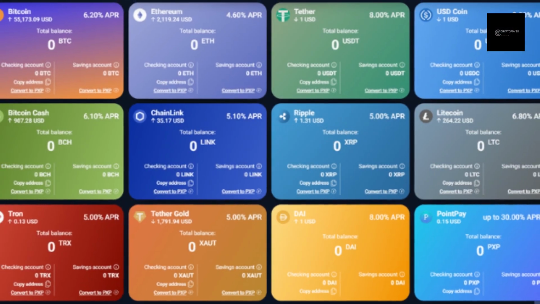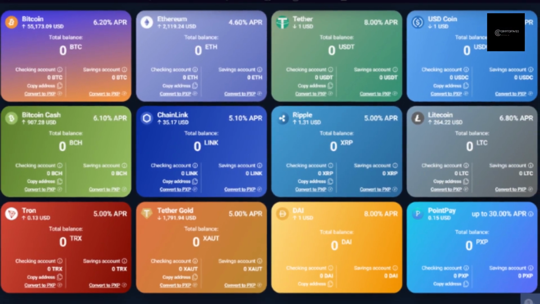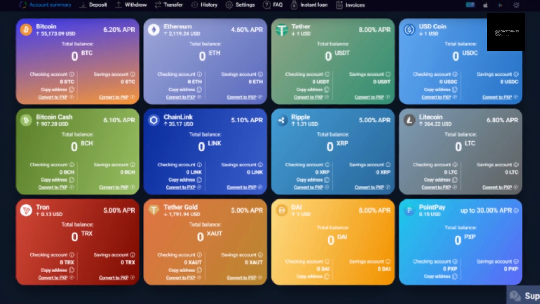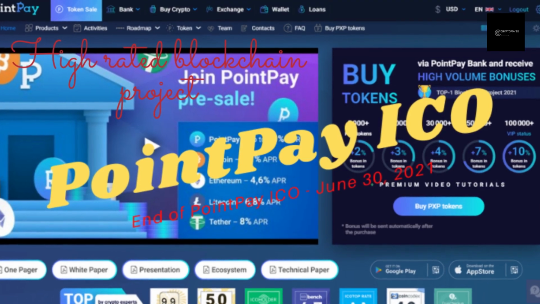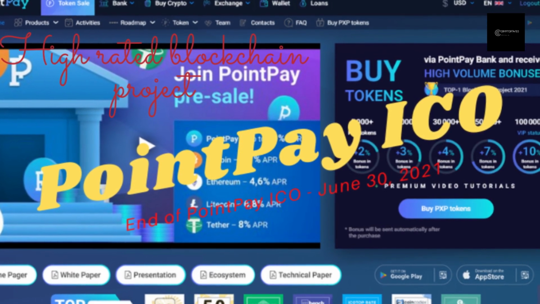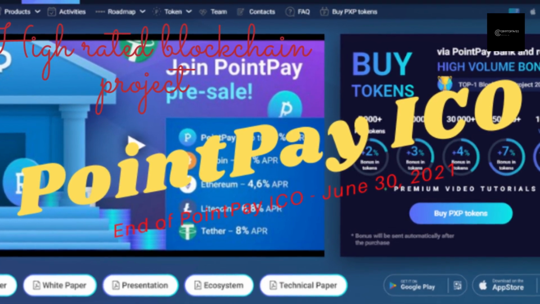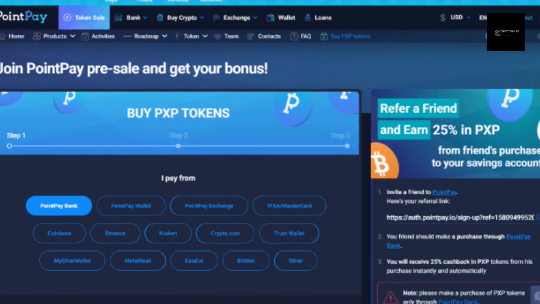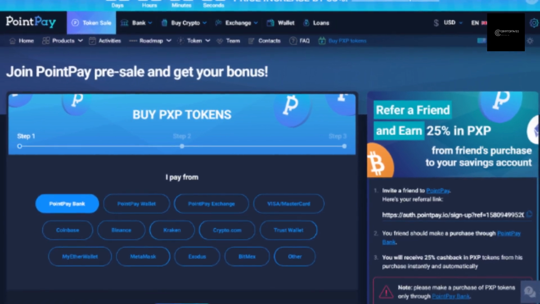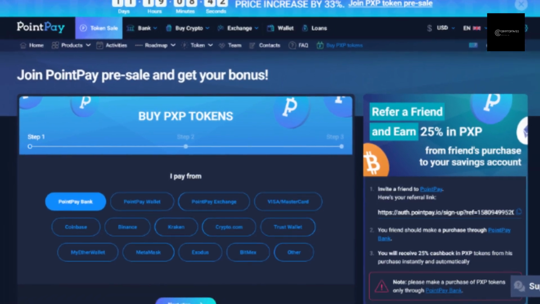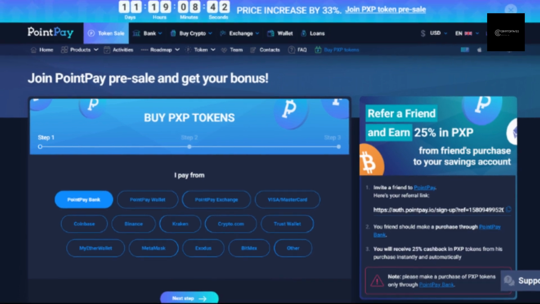Today, with another highly rated and award-winning blockchain project, being in the phase of initial coin offering. The PointPay ICO will end on June 30, 2021, or when the PXP tokens are all sold. The ICO is completed in a ratio of approximately 90%. Also, this initial coin offering is in multiple phases. Therefore, the token price will increase regularly.